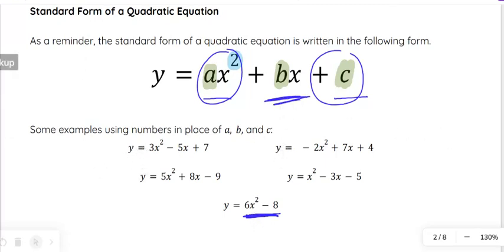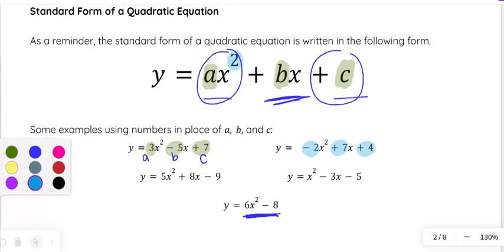So just a quick note, you would definitely want to be able to determine what a, b, and c are. So for example, here in this first one, a is 3, b is -5, and c is 7. Looking at that second example, a is -2, b is 7, and c is 4. Looking at this third example, a is 5, b is +8, and c is -9. So it's always the coefficient on the x or the x squared, or if it's a constant, then it's just the constant itself, including the sign in front of that coefficient or constant always.